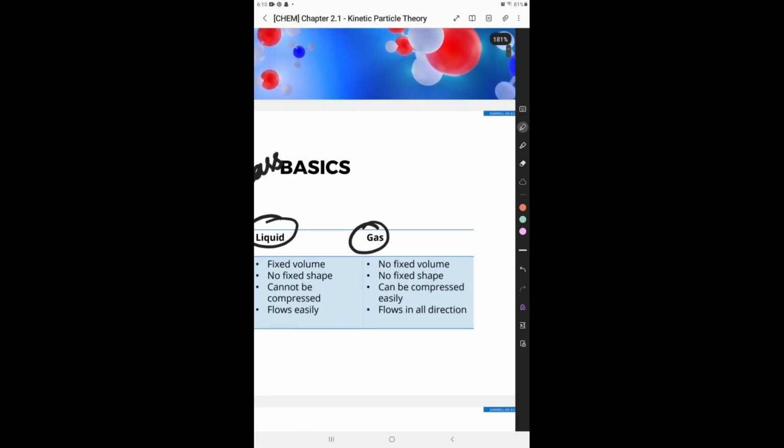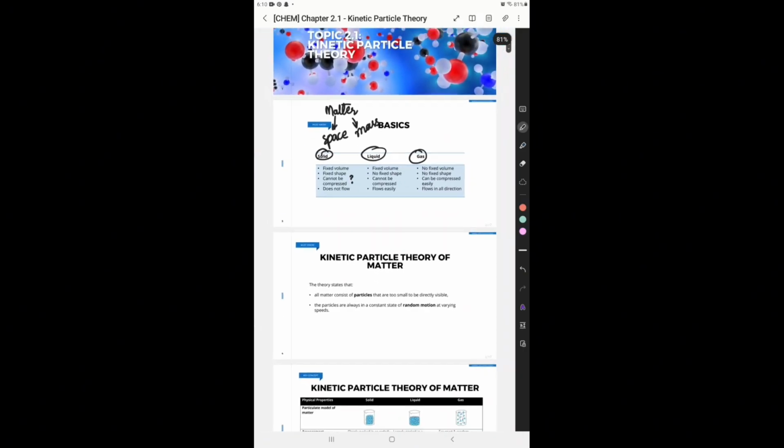And gases do not have a fixed volume, they do not have a fixed shape, and since the molecules and atoms are so far apart from each other, they can be compressed very, very easily, and because of that reason as well, they flow in all directions.